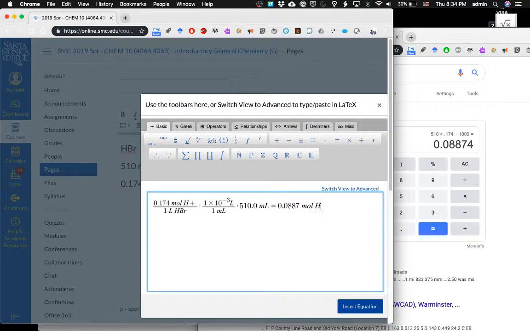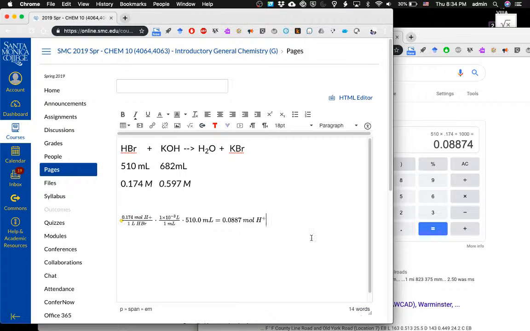0.0887 moles of H plus. Yeah, just trying to be neat sometimes, not all the time. All right, so that's it. That's the moles of H plus. So just stick that right in. Okay. Now let's get the moles of OH minus, shall we?